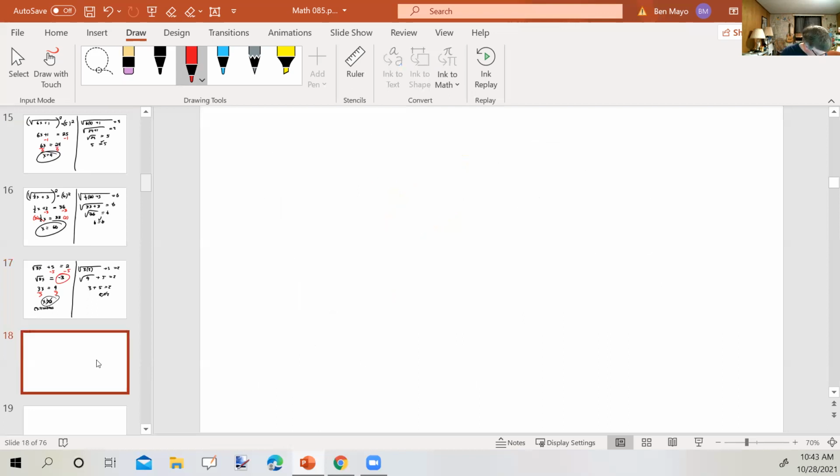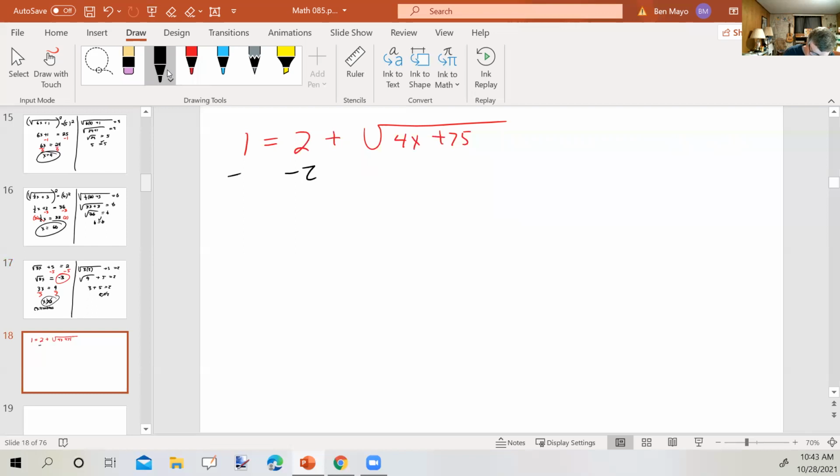Let's take another look at one. We've got this one, which is 1 equals 2 plus the square root of 4x plus 75. Okay, so I'm going to isolate the radical by subtracting 2 from both sides. So now I get negative 1 equals the square root of 4x plus 75. And if you're awake, you're probably going, oh, this one's not going to work either. You're right, because we've got a square root equals a negative number.